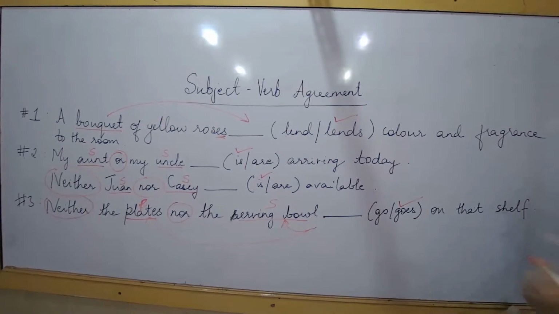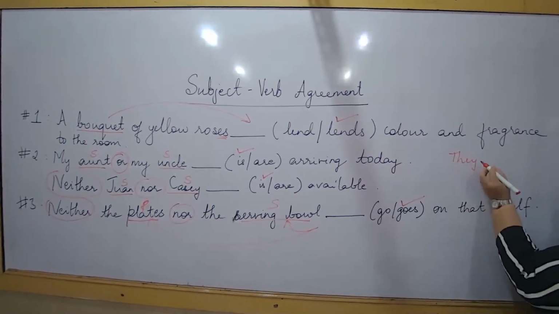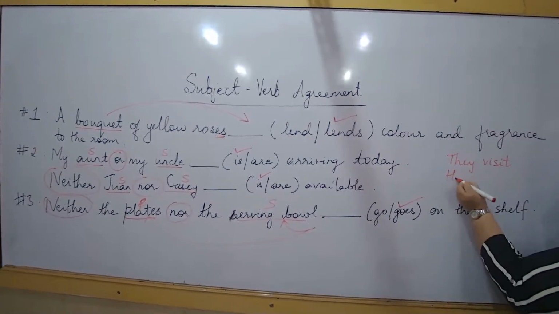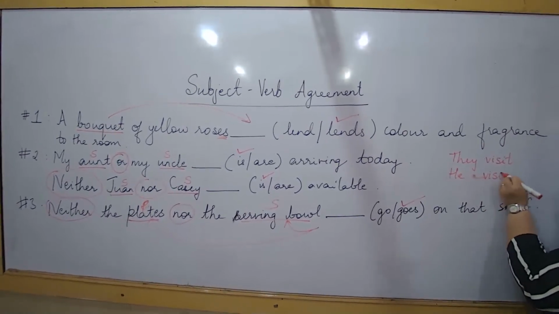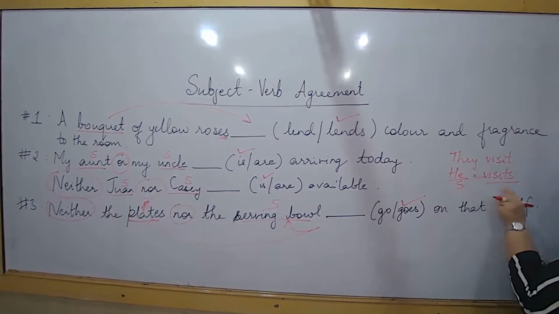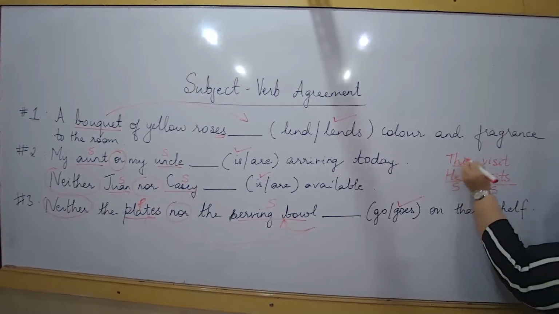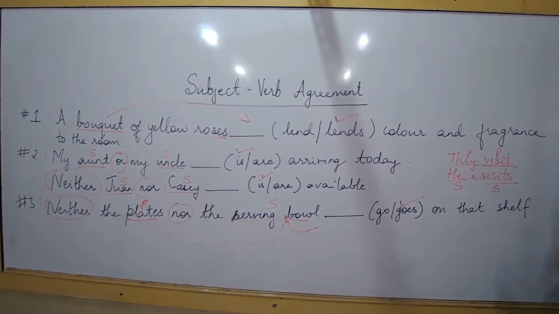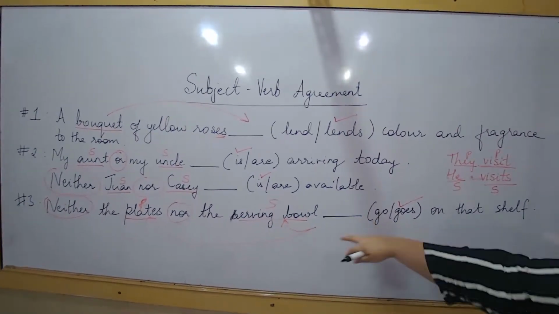For example, if we say they visit, and he, what will it be? Visits. So this is singular. This cannot be plural. This is also singular. This is plural. This is also a plural verb. This is not a singular verb.